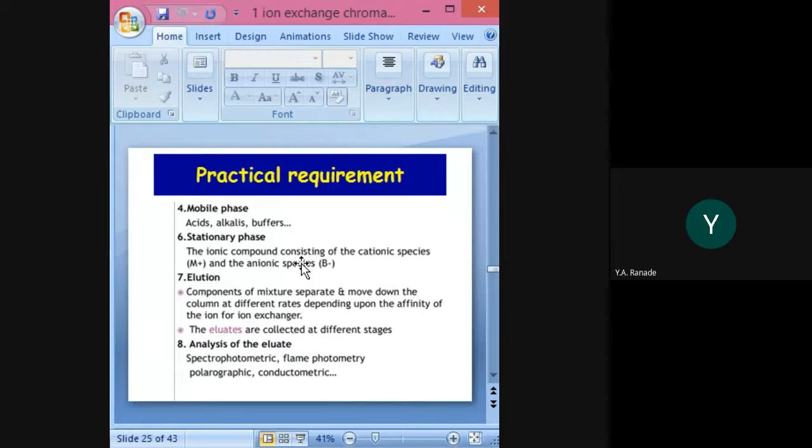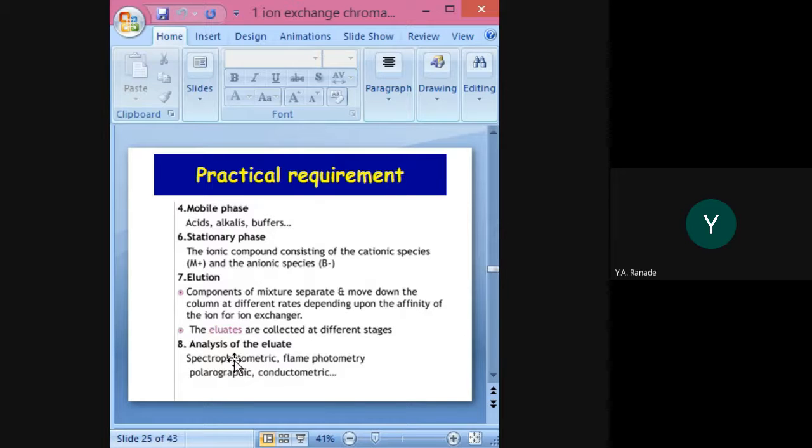So you have to equilibrate the column, and then you have to add the sample from the upright condition, and then you have to allow the mobile phase to elute out. Depending upon the interactions happening inside the column, the elution patterns are decided depending upon the biomolecules. And ultimately you will have the analysis. Analysis can be done with the help of spectrophotometric, flame photometric, polarographic, or conductometric methods. Like in case of GC itself, you will have different types of detectors. Some detectors destroy the samples, some of them retain the samples. So again, it depends on what type of detector you will have.